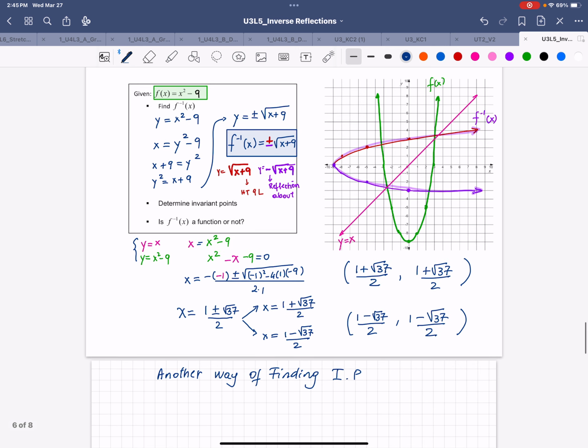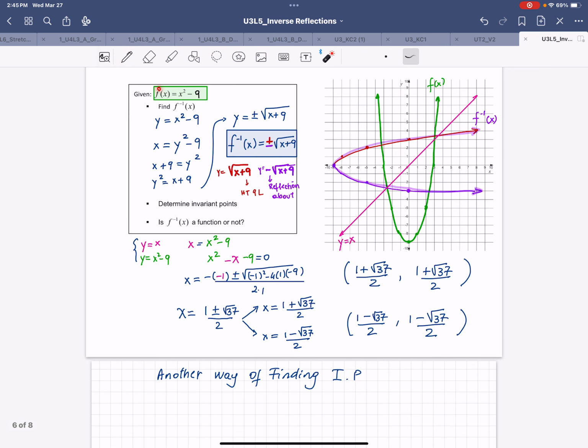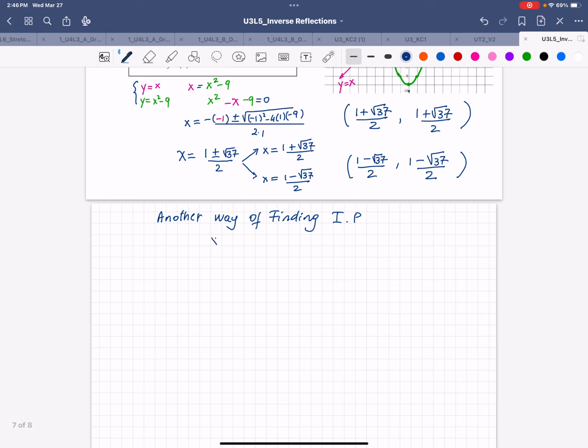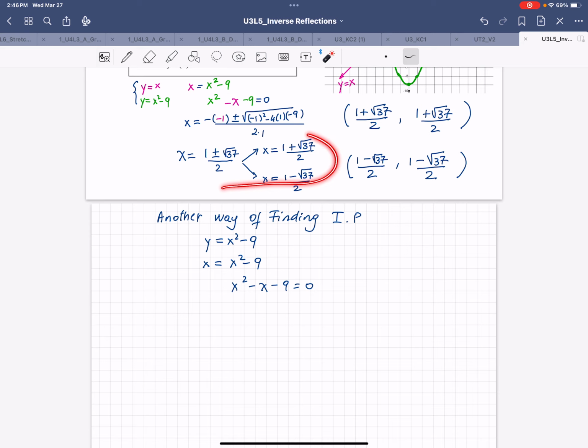So if we want to find invariant points, we set f of x equal to x, because f of x means y and y would be equal to x at the invariant point. So if we have the equation of the function in the form y equals x squared minus 9, then we make y equal to x. And then x squared minus x minus 9 equals 0, and then you solve the equation from there. It's exactly the same thing. So it's sort of a shortcut of what we just did in here.